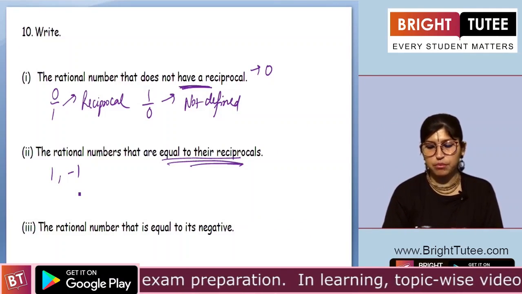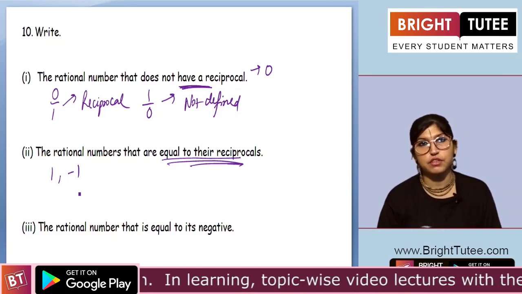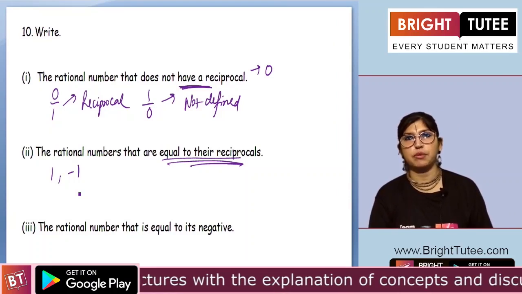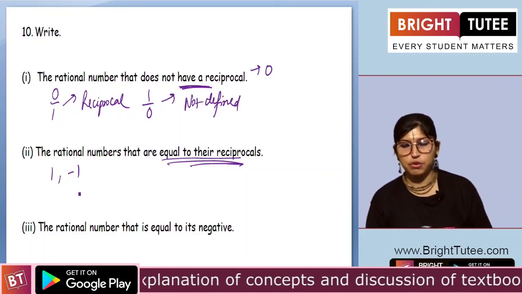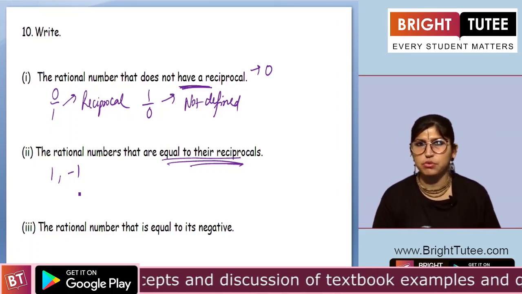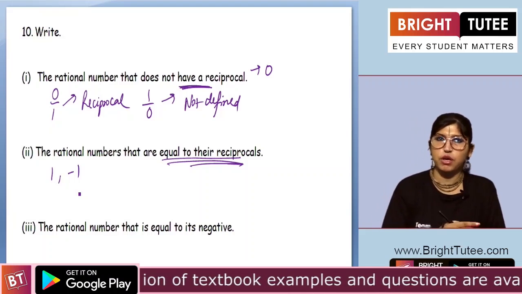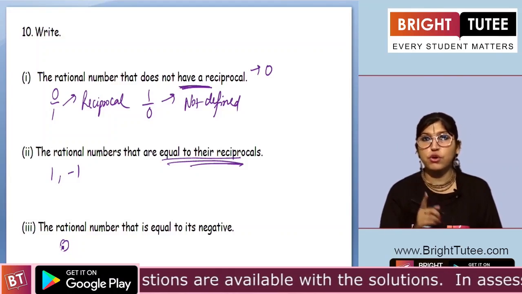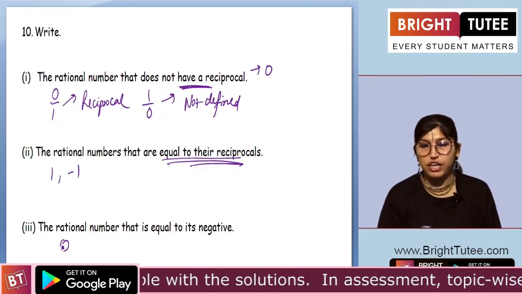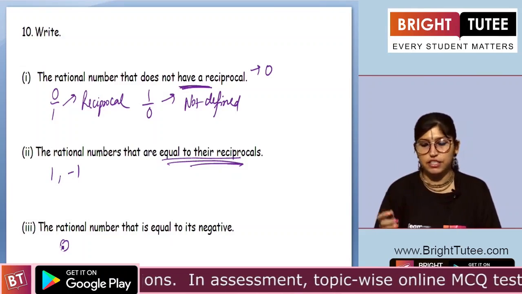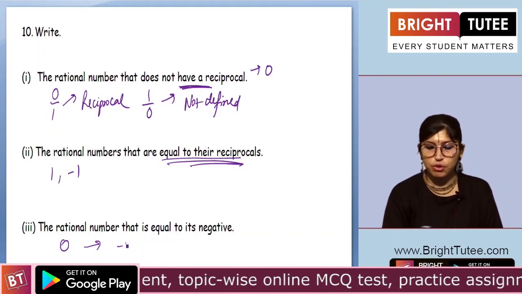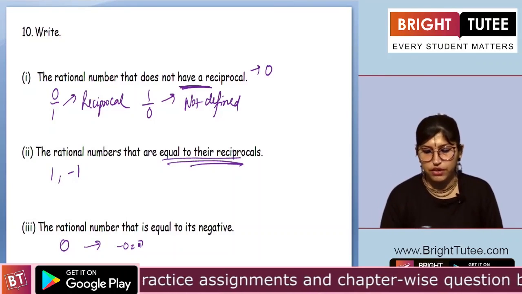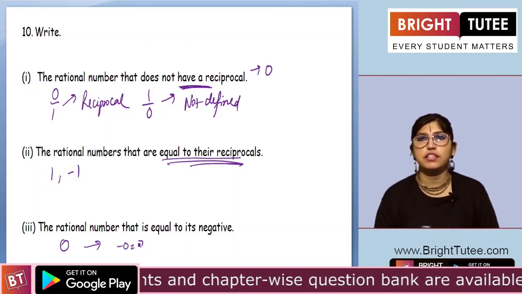Now the rational number that is equal to its negative. So a rational number which will be equal to its negative. So it can be 1 that will be equal to its negative. Would be minus 1. No, that's not correct. Minus 1, 1. Yes, good try. Very good. 0 is the only rational number that is equal to its negative, because the negative of 0 will be negative 0, which is itself 0.